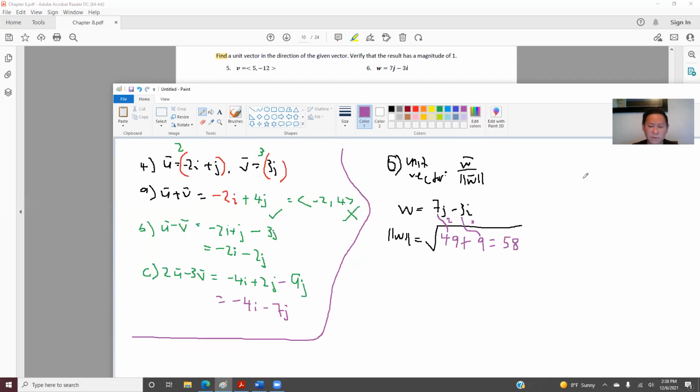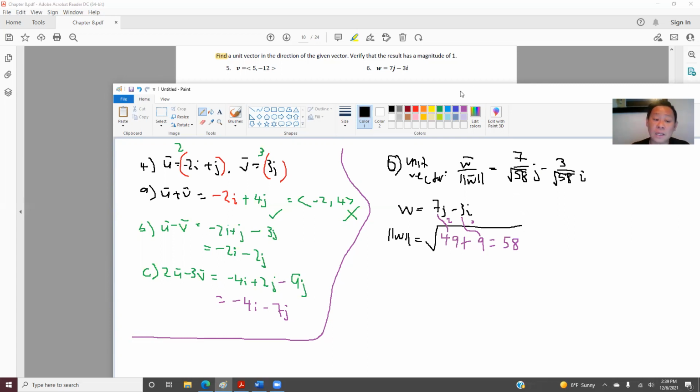Can we reduce 58? Can we take the square root of 58? I don't think so; we can't do anything with 58. So you just combine this back. You take this 7j minus 3i and put it over the magnitude. I forgot the square root, because your magnitude is a square root. So it's 7 over root 58 j minus 3 over root 58 i.